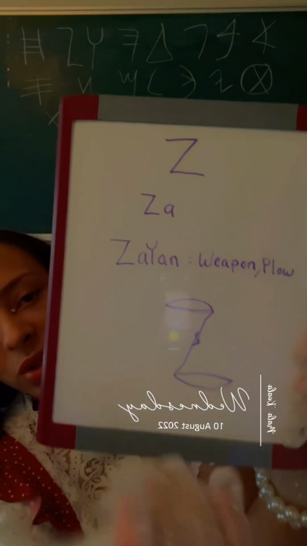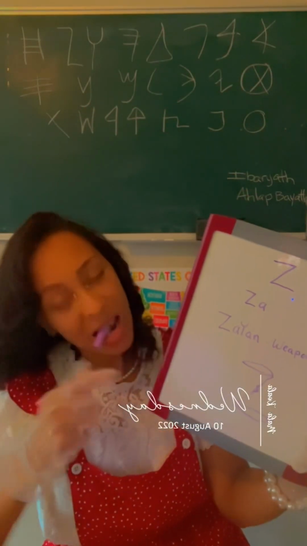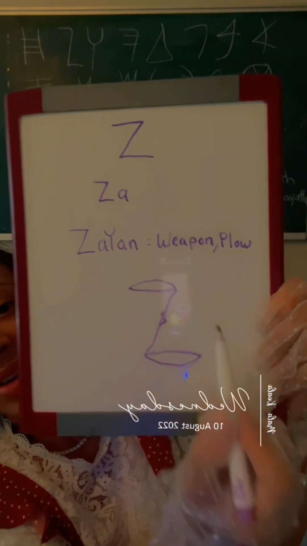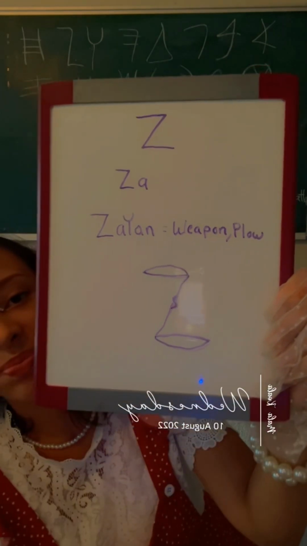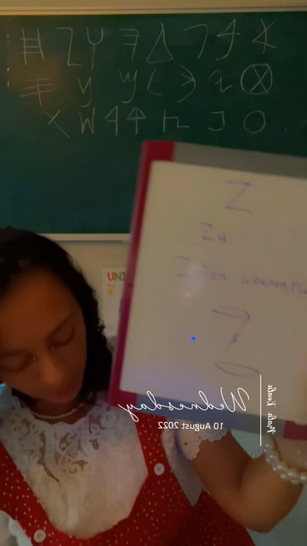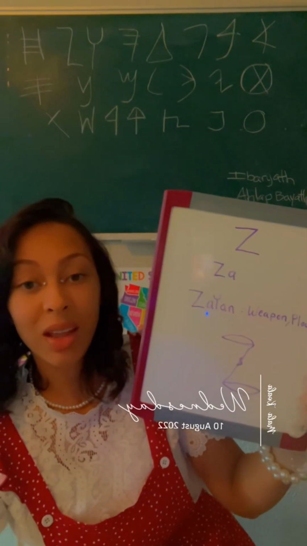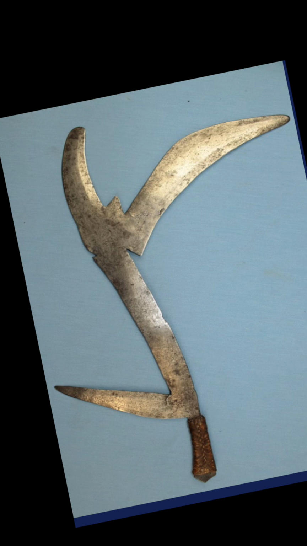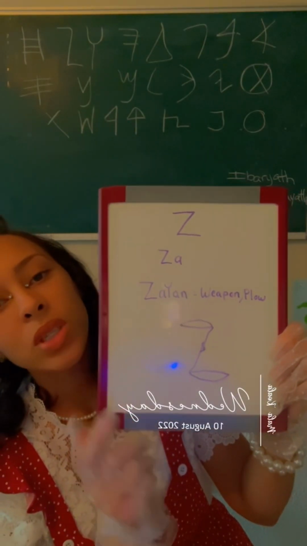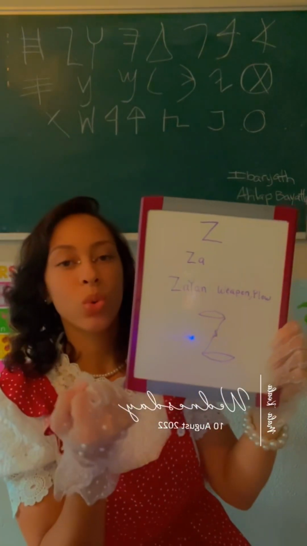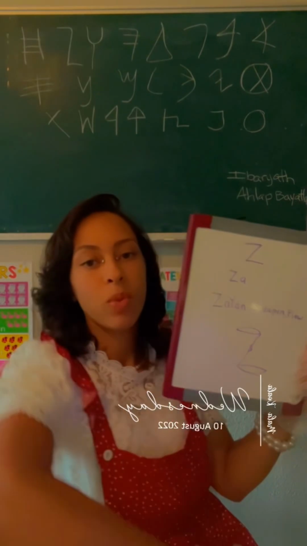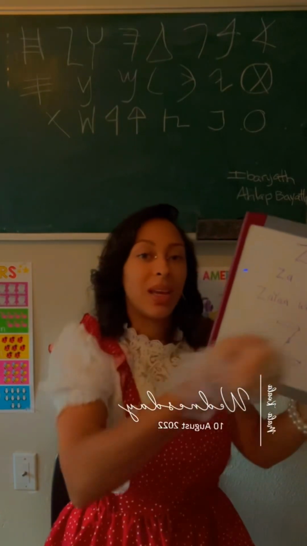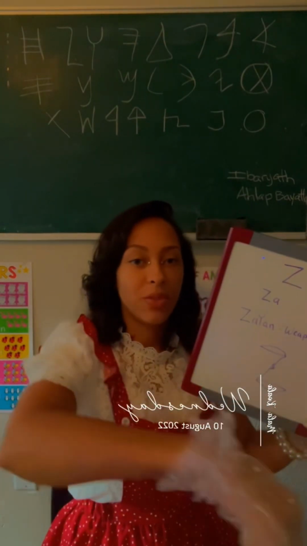If you just add this here and here on zayin, it looks like one of those weapons from back in the day that they used to fight with. And it could also mean plow, because this is the type of tool that you would take when you're going through a field to plow. Okay, and you just kind of move it like this, and it plows the field for you.